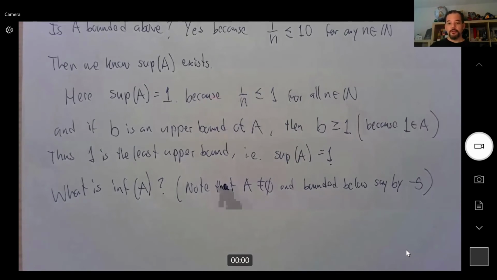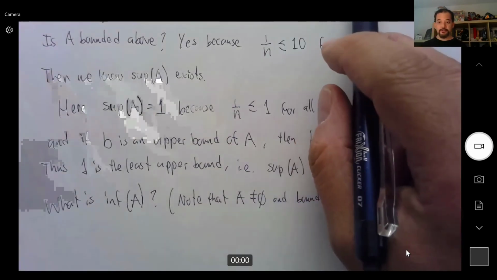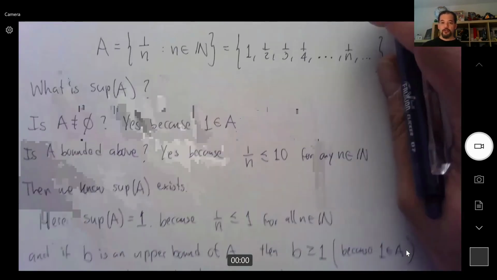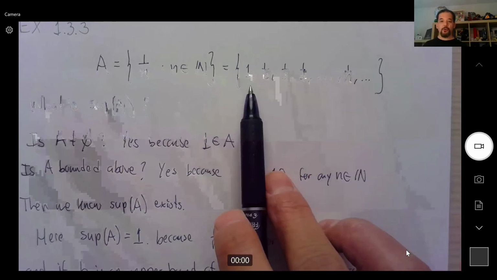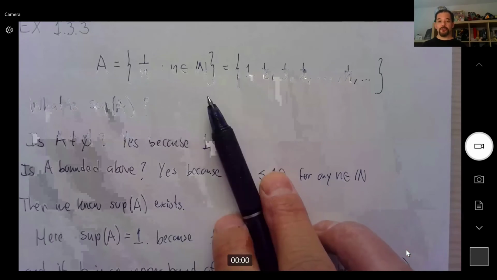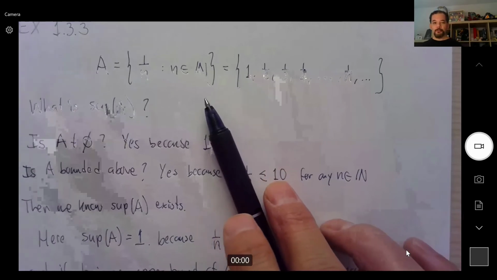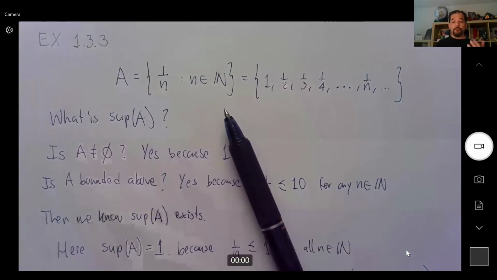It is 0, right? But notice the difference here. This time around, 0 is not a member of the set. For the supremum, it was 1, and 1 belonged to the set. So this is very important. That's why, in my opinion, this example is important that we go over it.